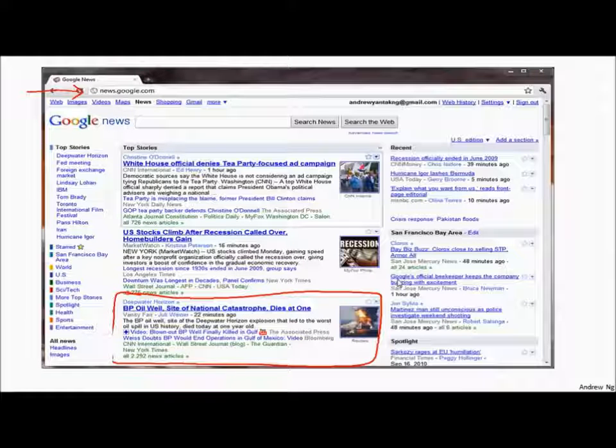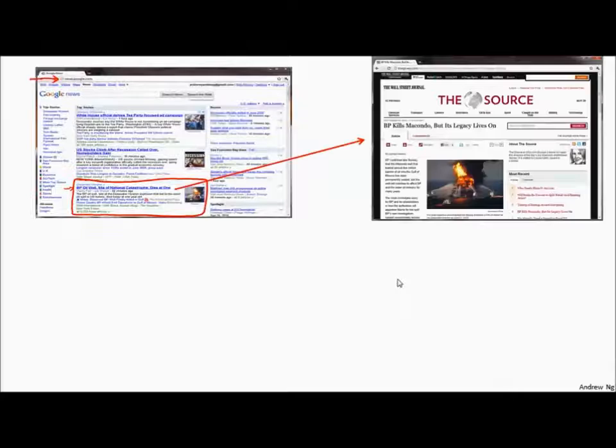So let's say I click on one of these URLs. What I'll get to is a web page like this. Here's a Wall Street Journal article about the BP oil well spill story. So BP kills Macondo, which is the name of the spill.